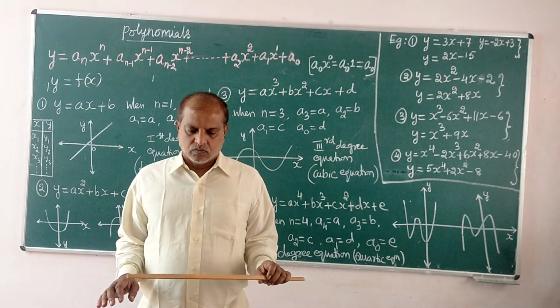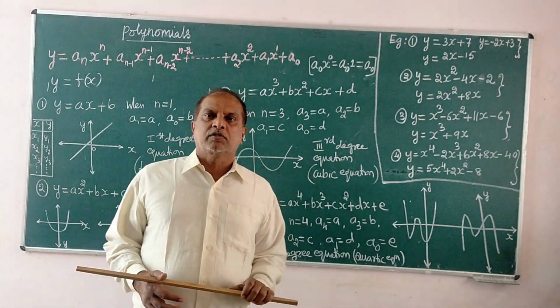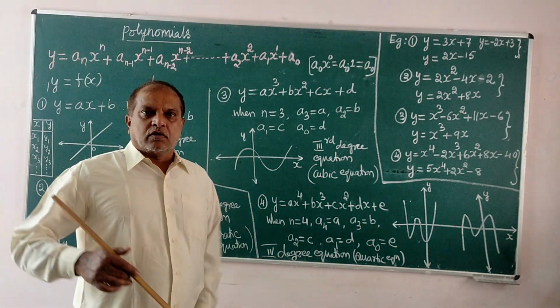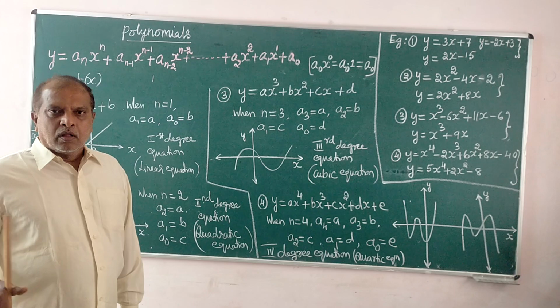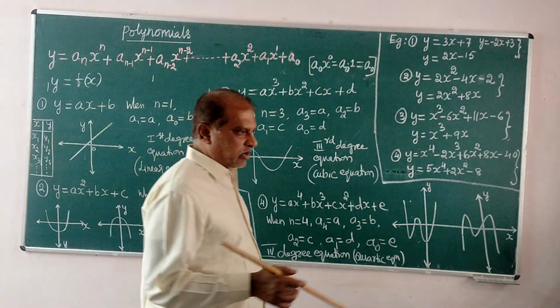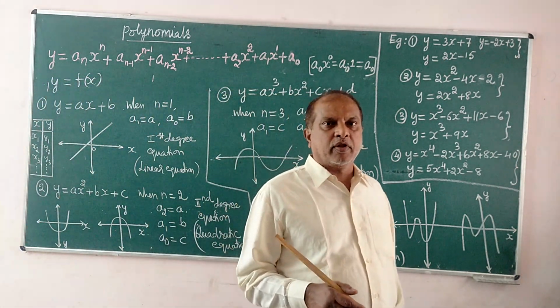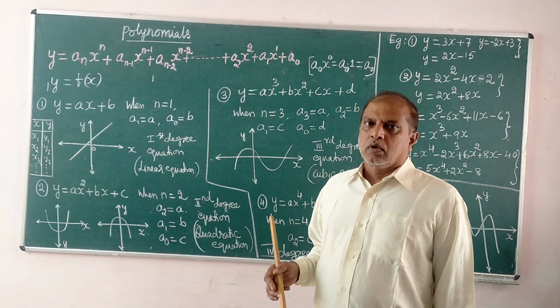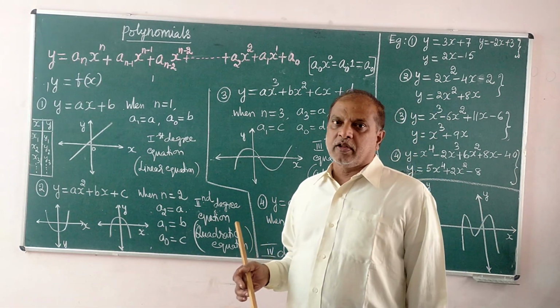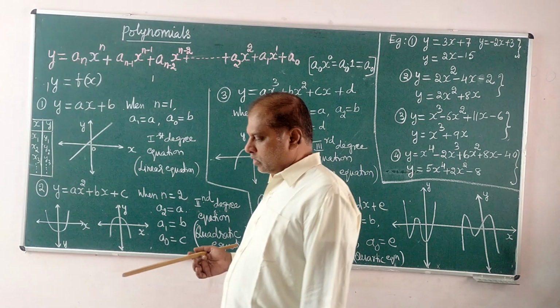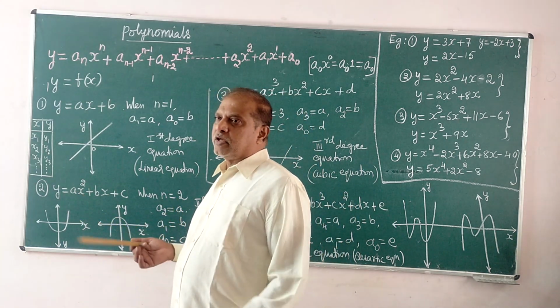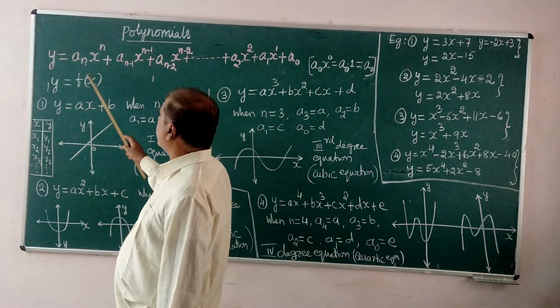Polynomials, there are two variables. The variables are x and y. X is independent variable, y is dependent variable. How do these variables vary relatively? A relative variation between x and y.